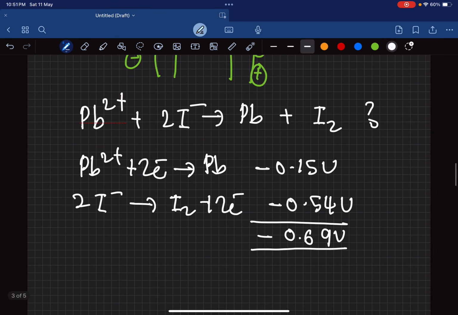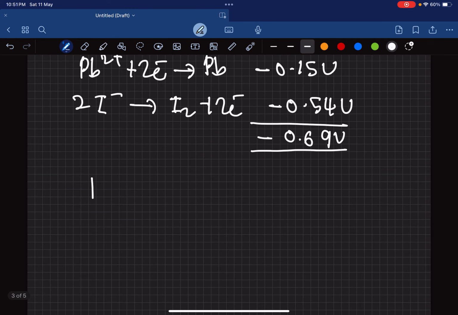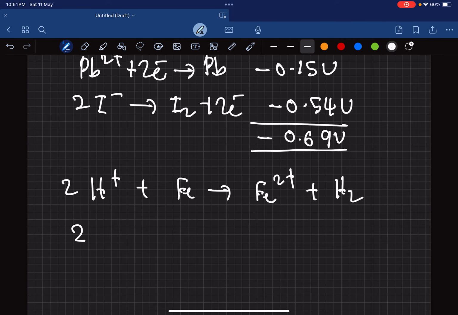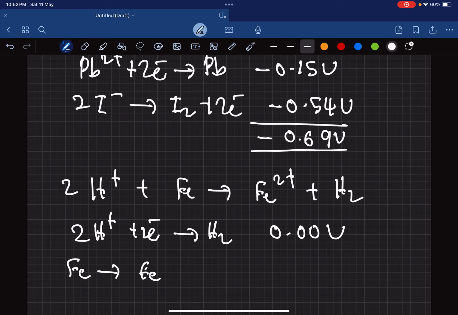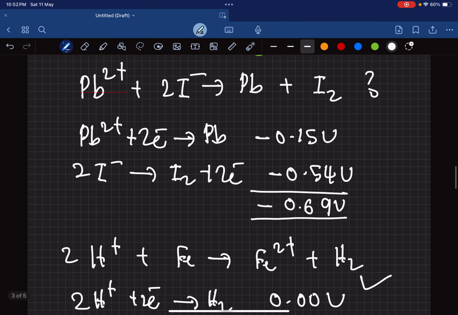All right, for example, in this case, let's say hydrogen ions plus iron gives Fe2+ plus hydrogen gas. What you do is you look at the SRP table. Hydrogen ions pick up 2 electrons and become hydrogen gas. In the SRP table, this is 0.00 volts. Fe becoming Fe2+ plus 2 electrons is positive 0.44. If you add up the numbers, you get positive 0.44. So this reaction will happen. The other reaction will not happen.